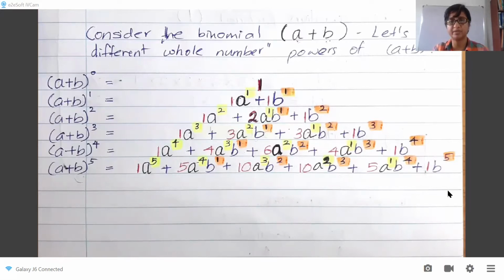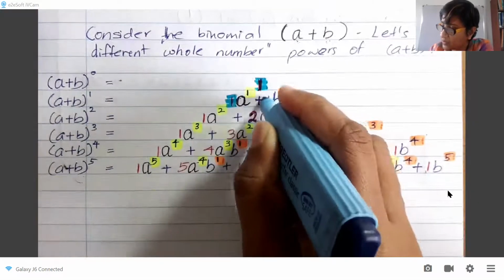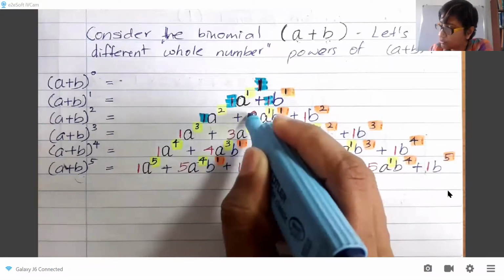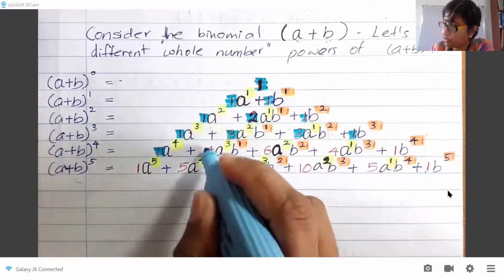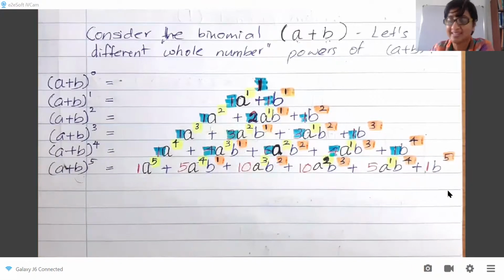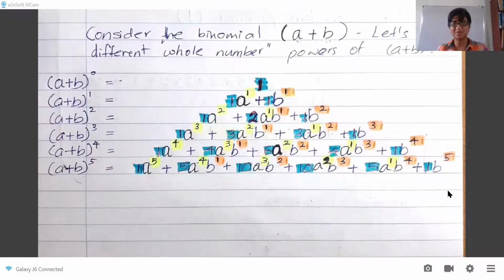You also have to, with me like I did, highlight these things, okay? What else do you notice? What about these numbers, the coefficients? Is there a way to get these numbers in red? 1 and 1, 1, 2, 1, 1, 3, 3, 1, 1, 4, 6, 4, 1, 1, 5, 10, 10, 5, 1. What about those numbers? They are the coefficients of these terms, aren't they?